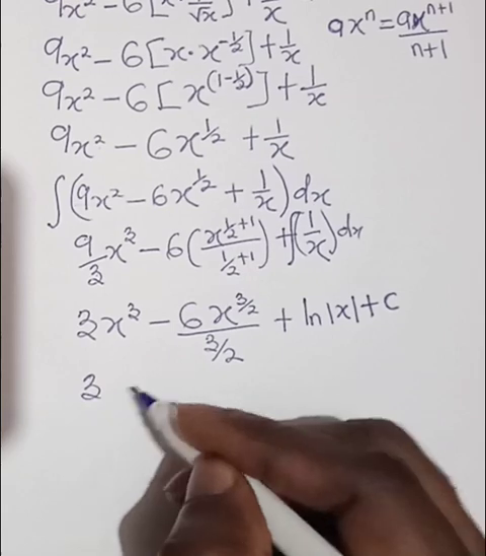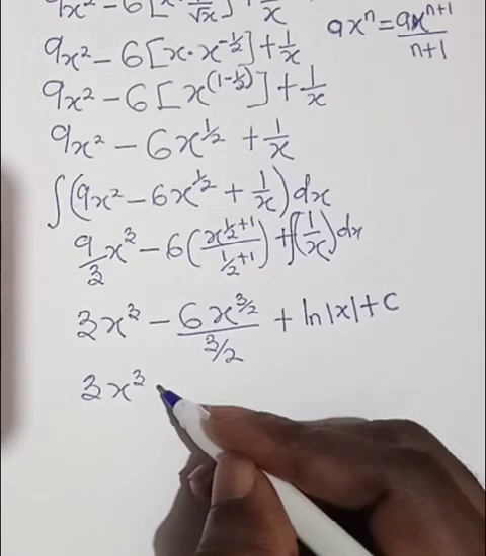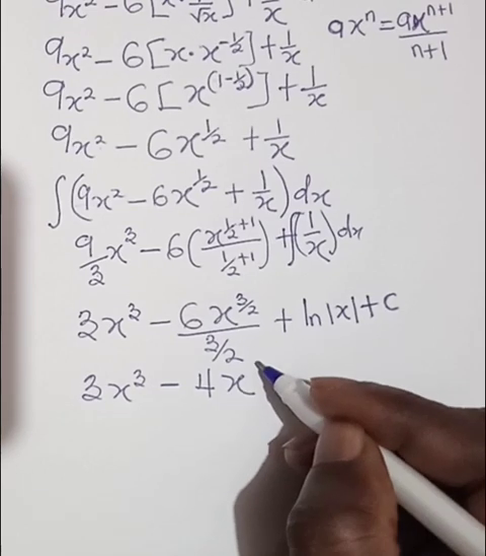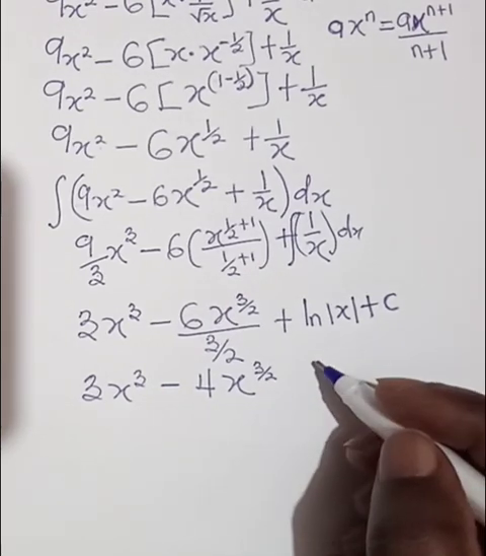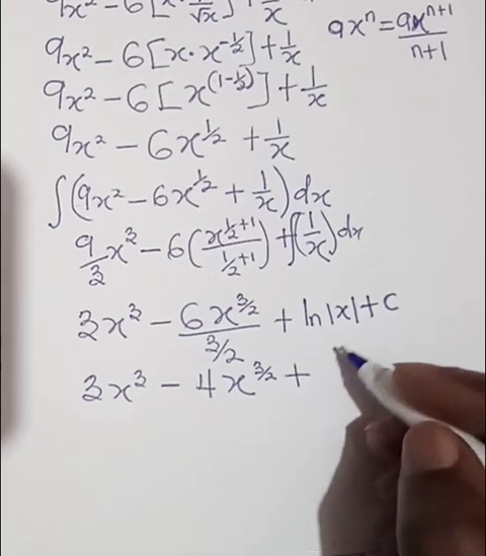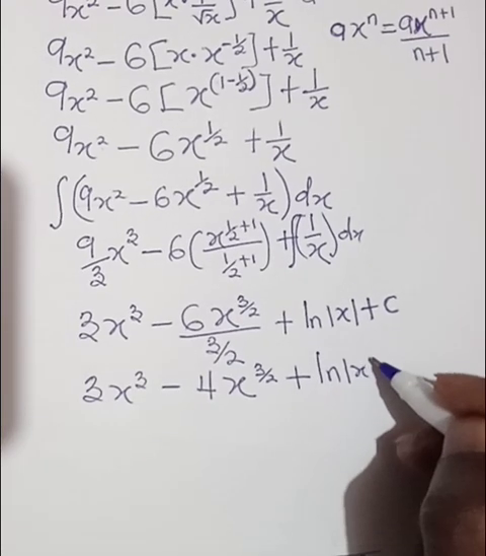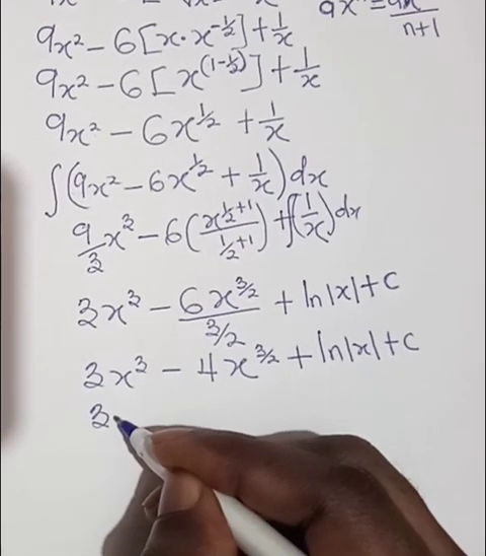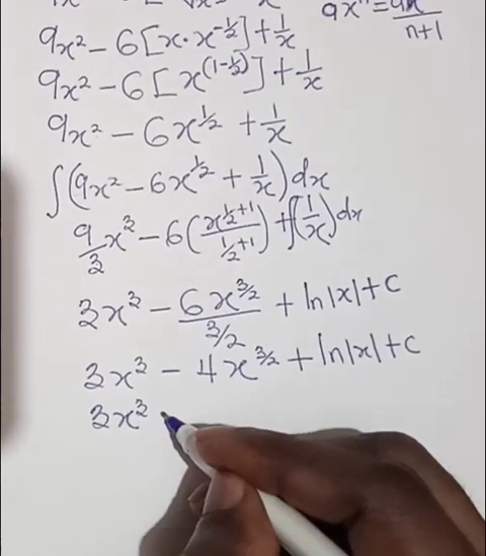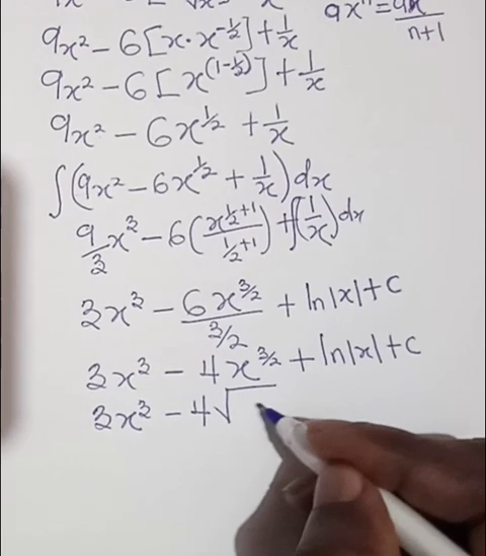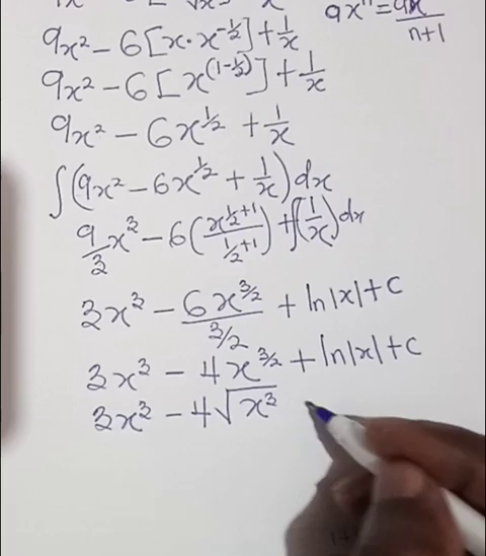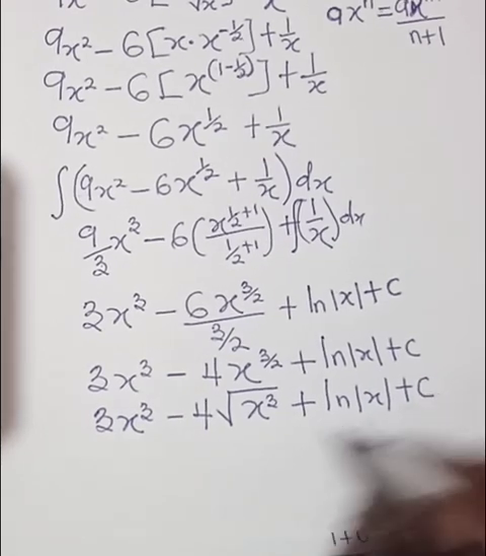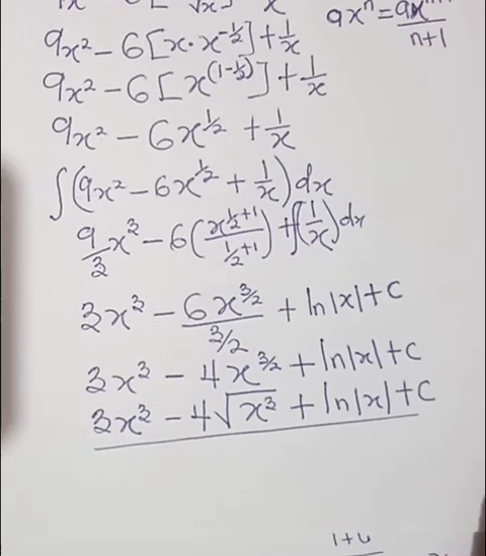We can further write this as 3x cubed minus, so if we simplify this, then we are getting 4x exponent 3 on 2, plus ln of x plus the c. So this is our answer, or we can write it as 3x cubed minus 4 root x cubed plus ln of x plus c. Great. So this gives us the answer to the question.